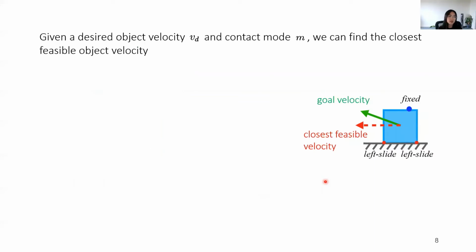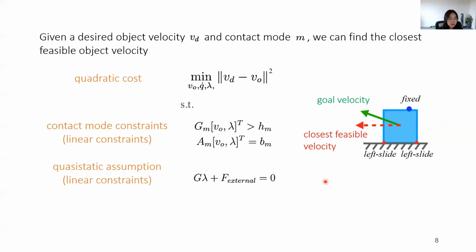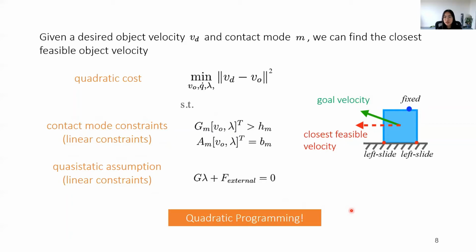And once we have a contact mode, given a desired object velocity, we can find the closest feasible object velocity under this contact mode by solving a quadratic program, under these contact mode constraints for velocities and forces, and also the quasistatic assumptions. And this QP is really fast to solve. So now we have the velocity. Given the start and goal of object configuration, we can also find the closest object configuration by numerically integrating the best velocity found by this QP with the first order Euler method.